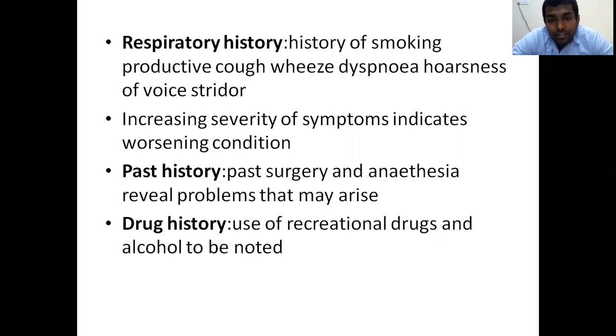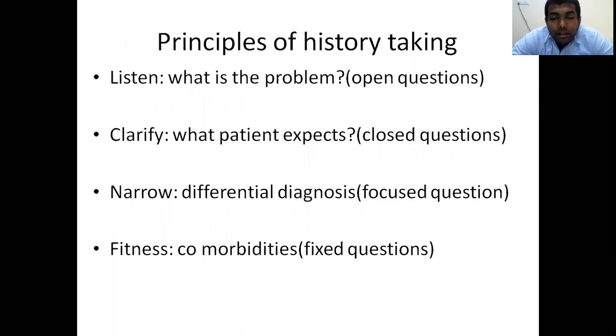Now, the past history of a surgery and anesthesia might reveal the problems that we might encounter in the present surgery. Any use of recreational drugs and alcohol needs to be noted down. Now, what are the principles of history taking? You need to listen to what is the problem by asking open questions, clarify what the patient expects by asking closed questions, narrow down to a differential diagnosis by focused questioning, and we need to assess the fitness based on the comorbidities by asking fixed questions.